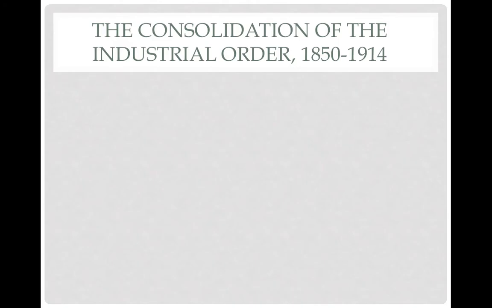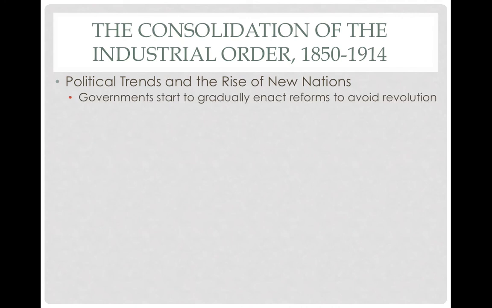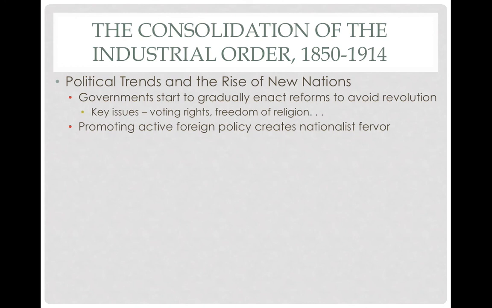So to be honest, the consolidation of the industrial order, 1850-1914, is the end of Peter Stearns' Chapter 23, with new nations rising up, with governments that are beginning to realize they need to reform themselves to avoid revolution. We still do that today. Key issues like voting rights and freedom of religion, key issues that are still alive in the United States today. They were promoting an active foreign policy that creates nationalism within. This still happens in the United States and Europe today.